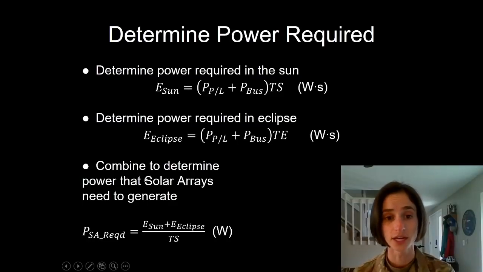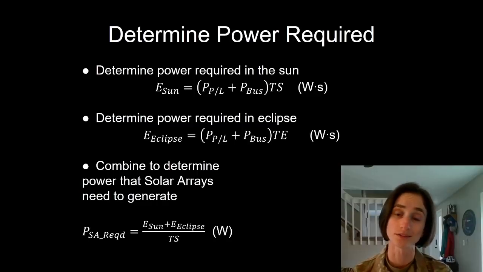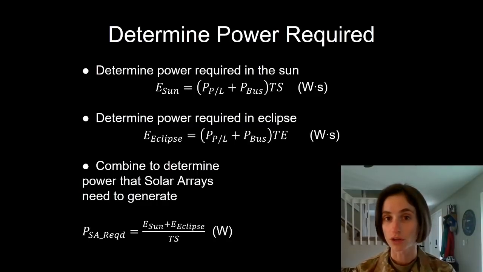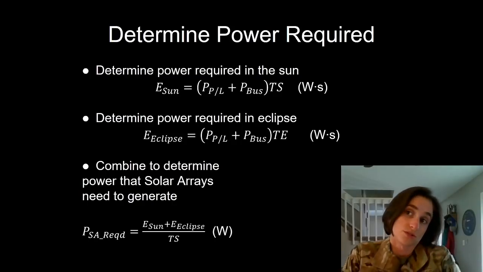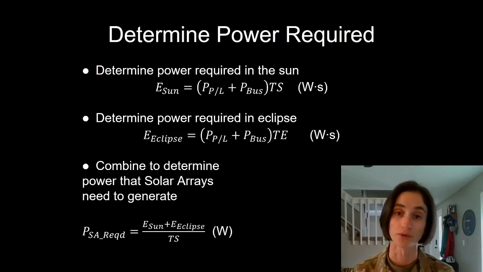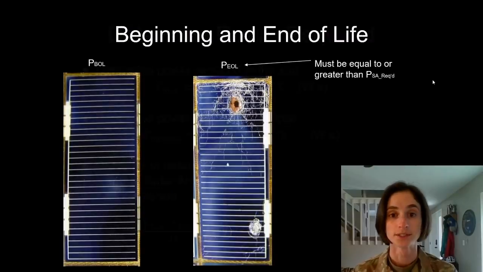And then finally, to figure out how much power your solar arrays are required to generate, that's the REQD, required, you're going to add these two energies up and divide only by time in the sun. Now, why, you might say, only time in the sun? Well, the thing is, you have to produce all of that energy only while you're in the sun, because once you're in eclipse, you're not making any power anymore, so that would be kind of a bummer.